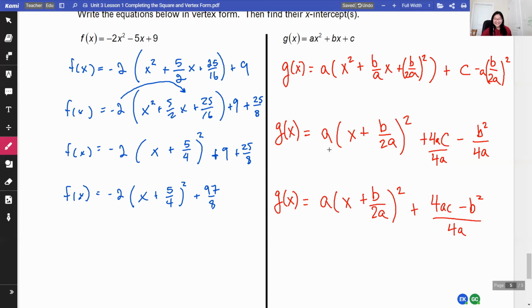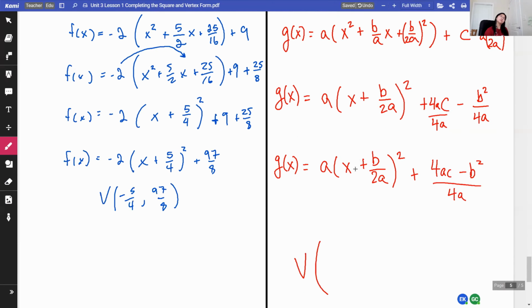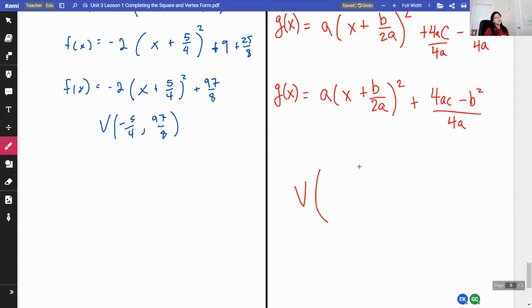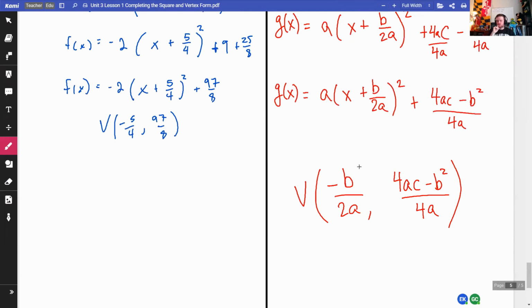All right, we're here. I think we're there, right? We have our vertex form. All right, cool. So my vertex is at, I'm going to write this down, negative 5/4, comma 97/8. That's nasty, but we're trying to do this for any possible quadratic. So my vertex is what? Negative b over 2a, comma 4ac minus b squared over 4a. Boom. Not too shabby.